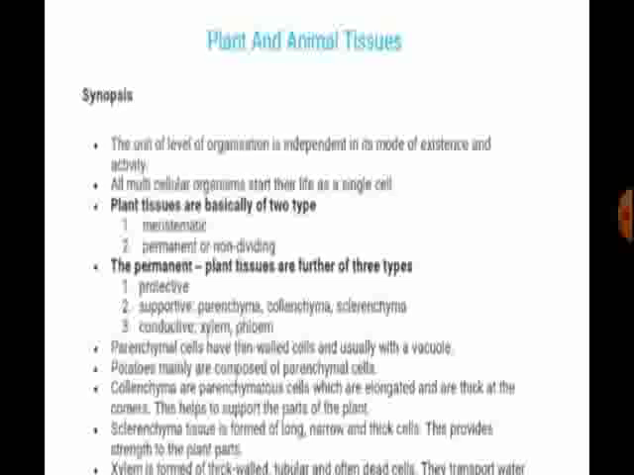And permanent, or also we can call it non-dividing. The permanent plant tissue is further divided into three types: protective, supportive (parenchyma, collenchyma and sclerenchyma), and conductive, which has the elements xylem and phloem.